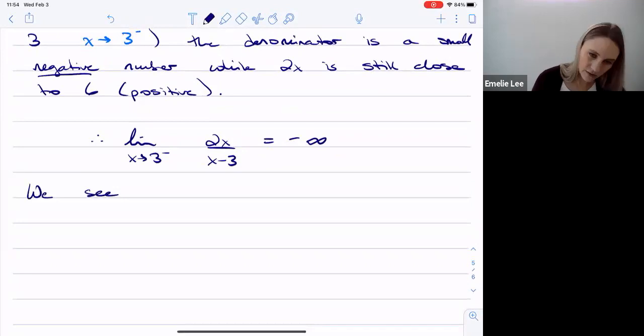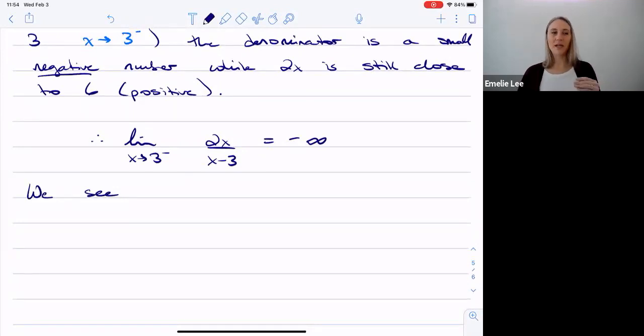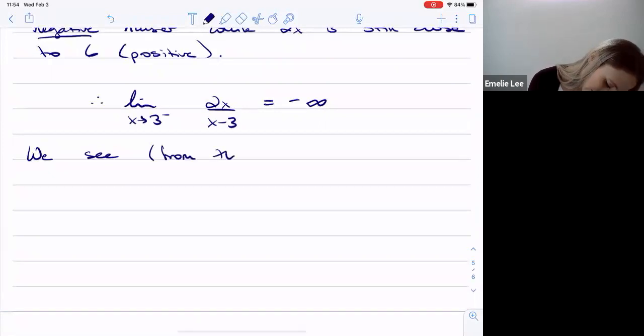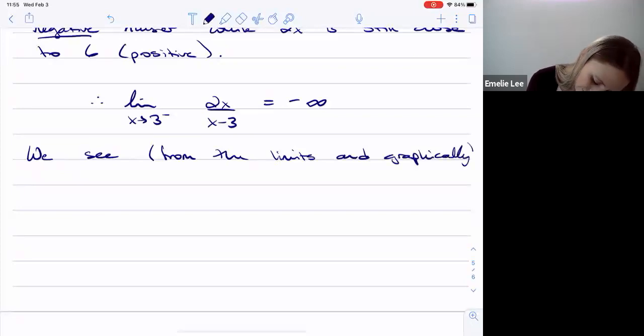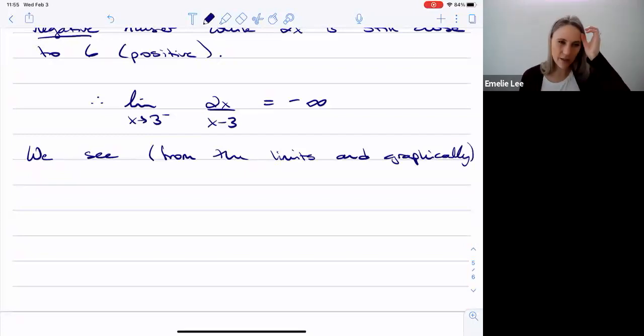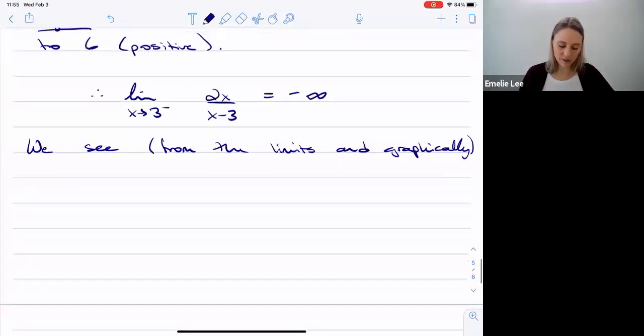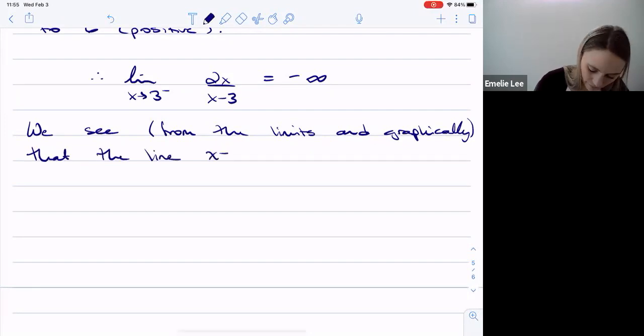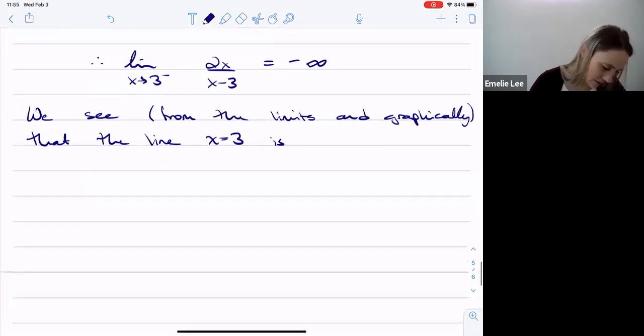We see, both from the limits and graphically, if you have the graph, then you can use the graph, right? But from the limits, especially, we see that we have this vertical asymptote. So we see that the line x equals 3 is a vertical asymptote.